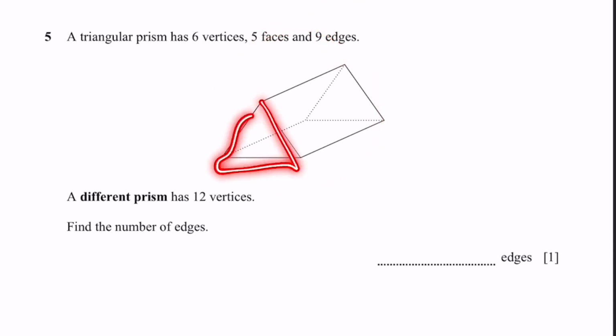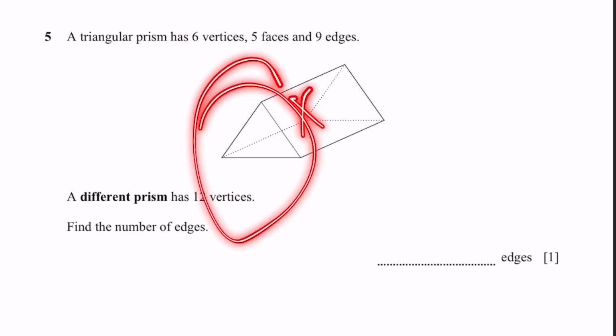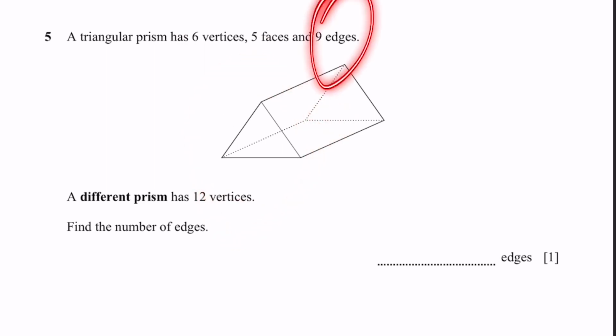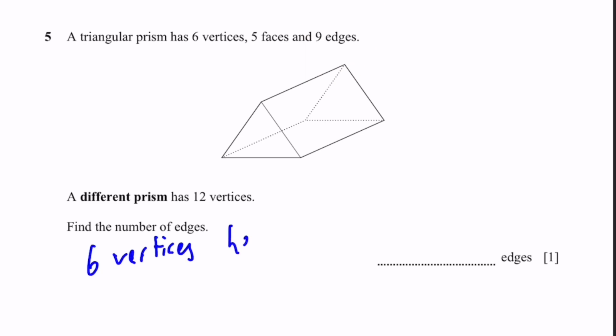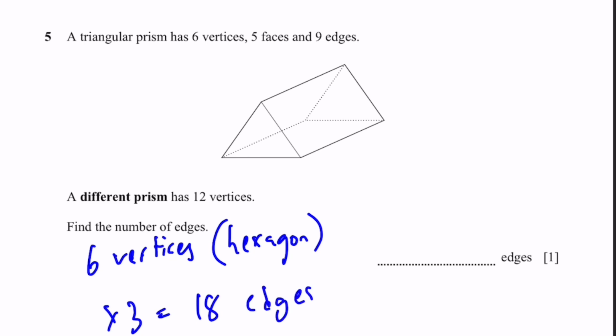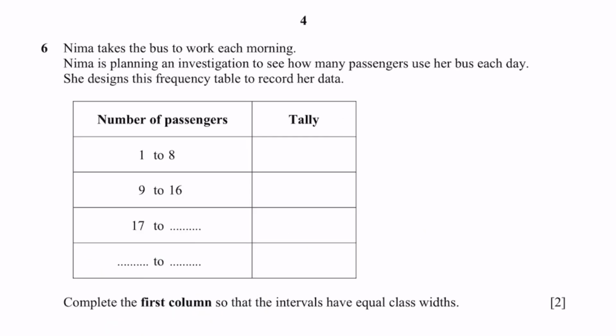Because there are 3 edges in each of the triangles, and there are 3 edges in the middle to connect these. Over here, you have 6 vertices, 9 edges. So because there are 3 edges in a triangle, we multiply by 3, we get 9 edges. Now there are 6 vertices in a hexagon. That means multiply by 3 and we get 18 edges. That's the answer. Question 6.